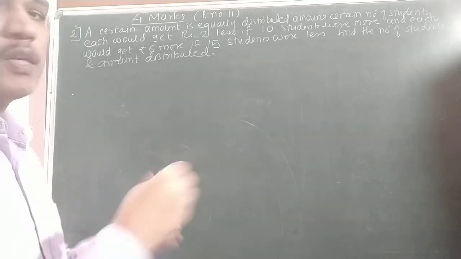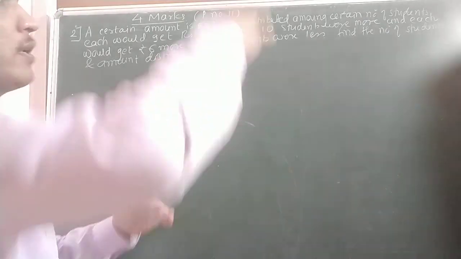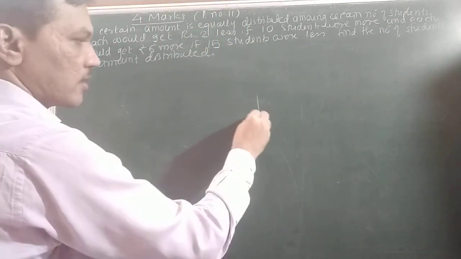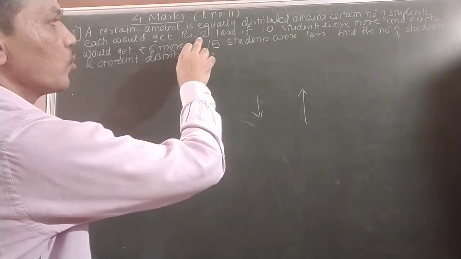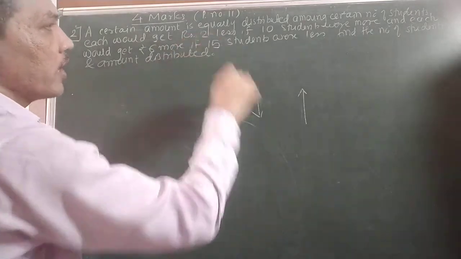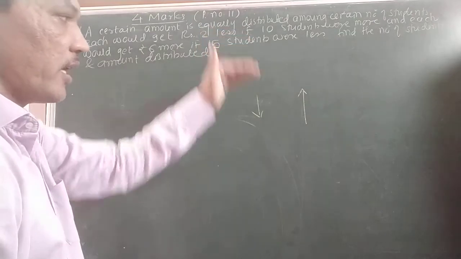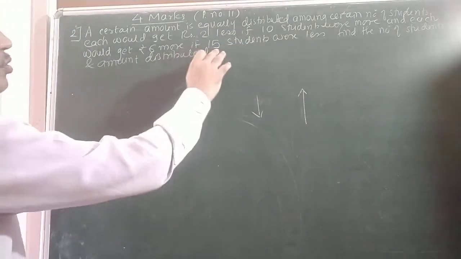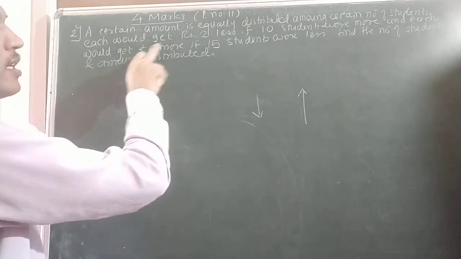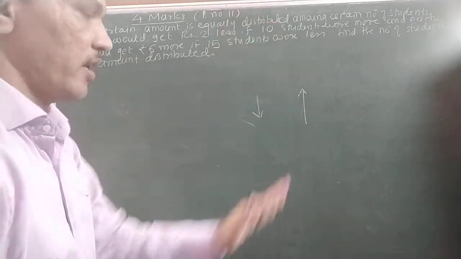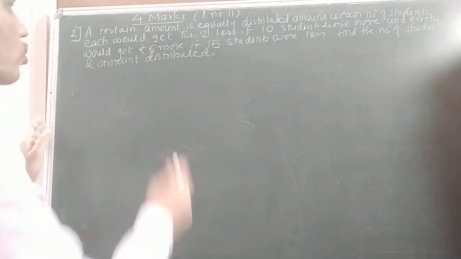Obviously, it is an inverse proportion. What is meant by inverse proportion? If one number is less, the other number will increase. If students are less, then obviously each will get more money. Each will get 2 rupees less if 10 students were added. If students are more, each will get less money, and if students are less, each will get more money. So each gets 6 rupees more if 15 students were less. This is an inverse variation, but it is from the first chapter, so two variables.